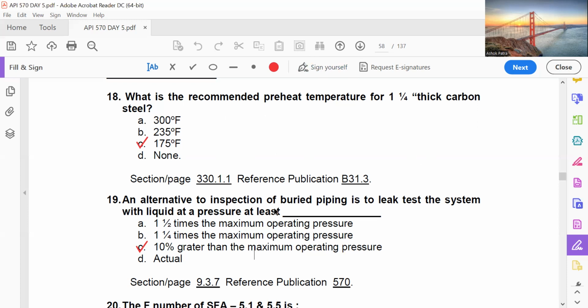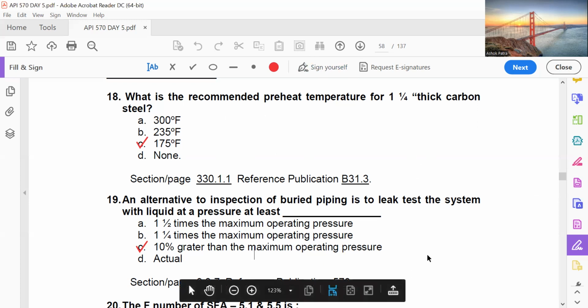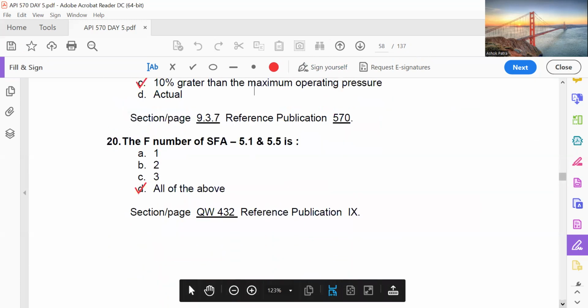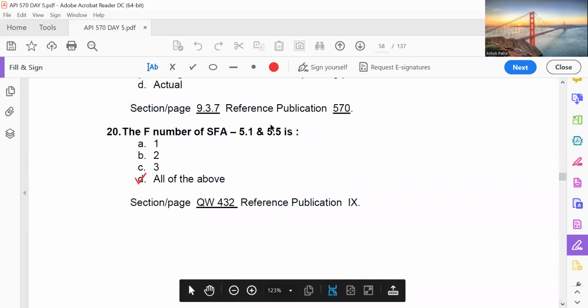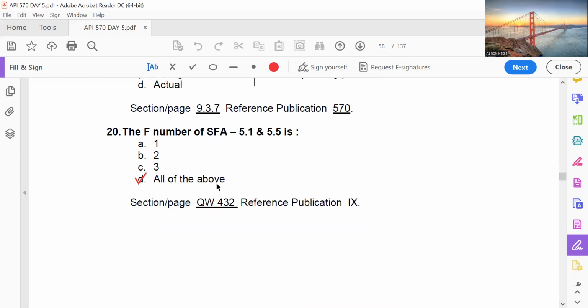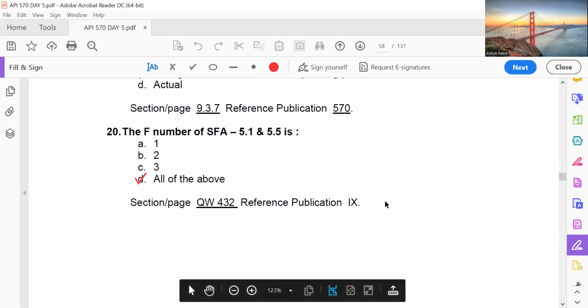Okay, an alternative to inspection of buried piping is to leak test the system with liquid at a pressure of at least 10% greater than the maximum operating pressure. The F number of SFA 5.1, 5.5 is 1, 2, 3, all. Go for QW 432 IX.